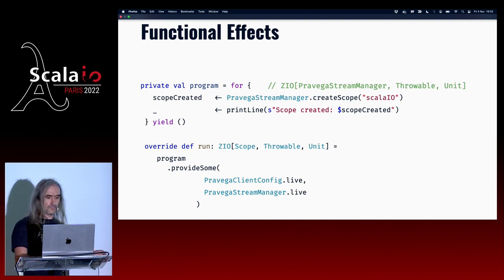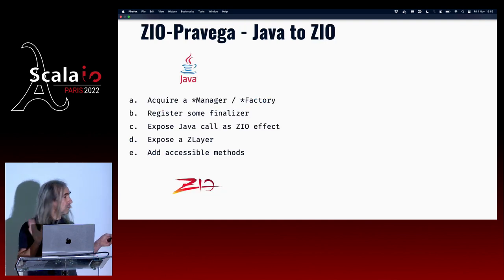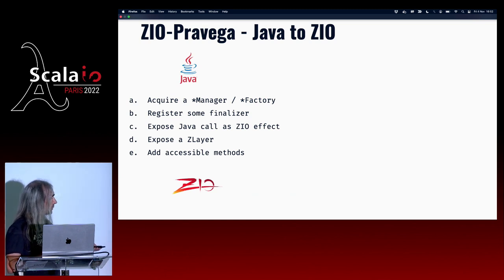So shortly, to go from Java to ZIO, there were these steps. Acquire a resource, give some finalizer to ensure that the resource will be released correctly, expose the Java calls as a ZIO effect, expose a constructor, the layer, and add the fancy accessible method.